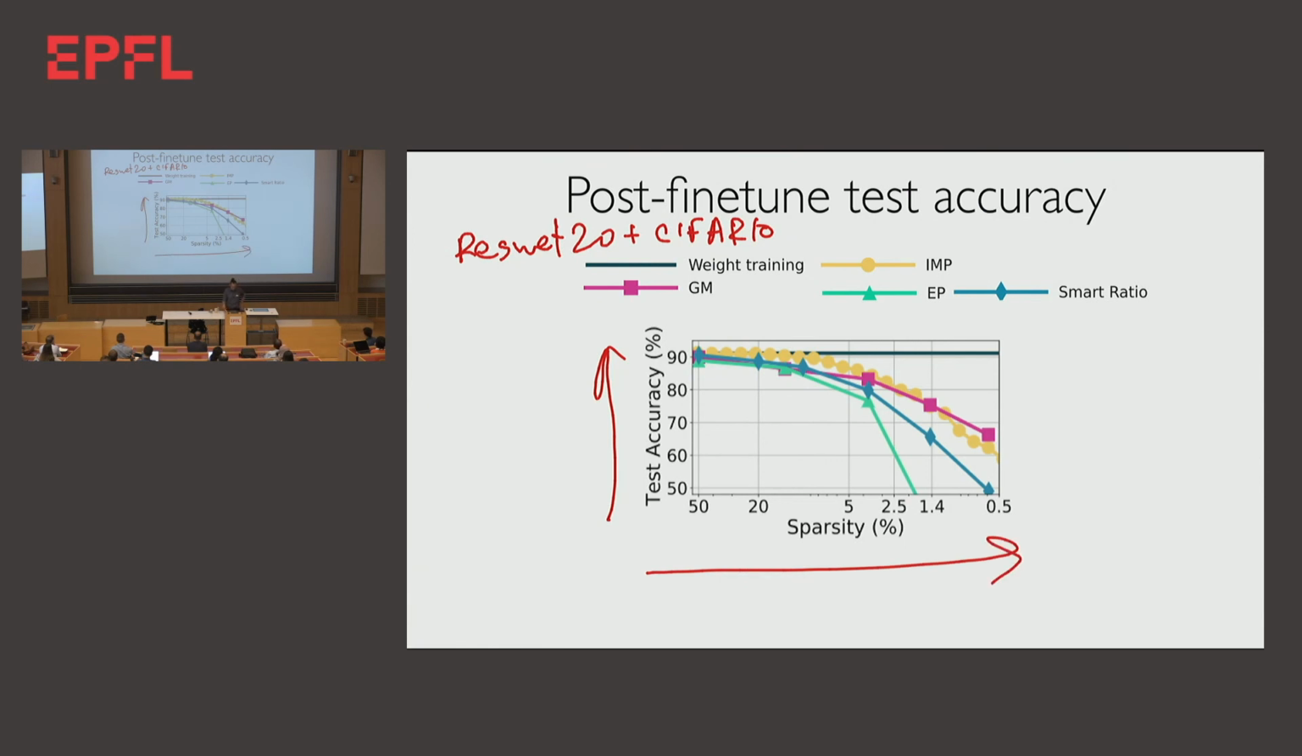Let's parse the colors. So the black line here is SGD, just fully dense trained neural network. The yellow one is IMP with warm-up. So we always rewind to iteration 3000 or whatever. GM is our algorithm, the magenta is gem miner. And EP is the Ramanujan algorithm that does pruning. And then of course we try to fine-tune. And the blue one is smart ratio.